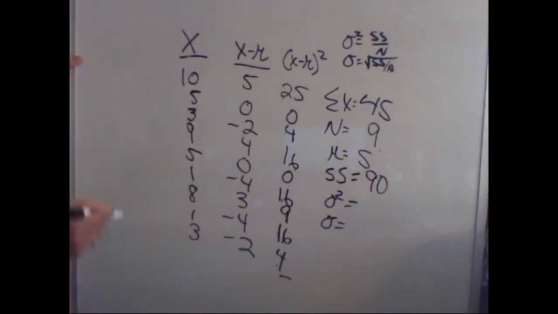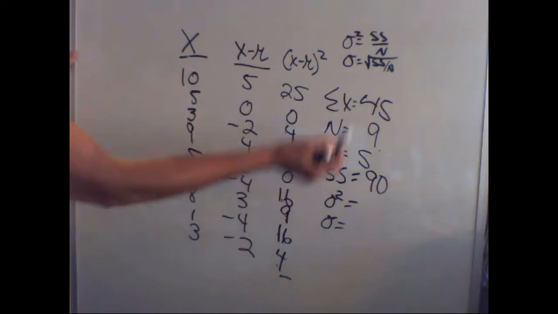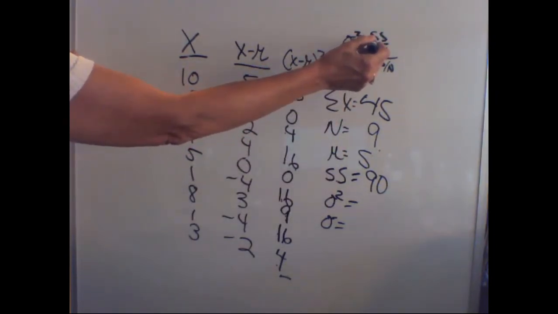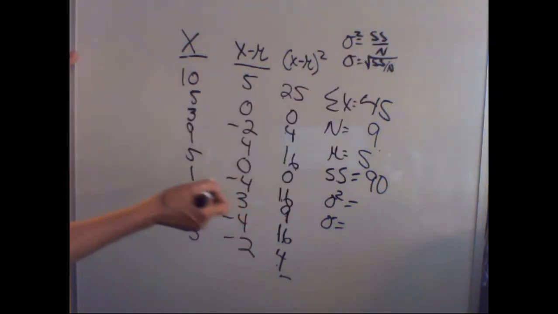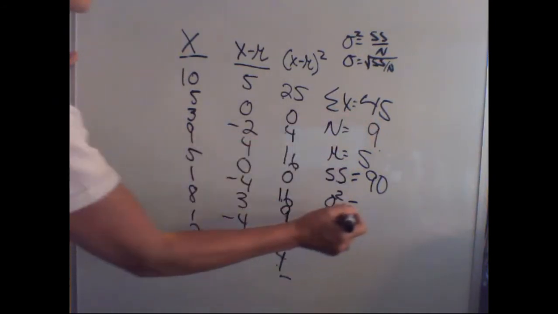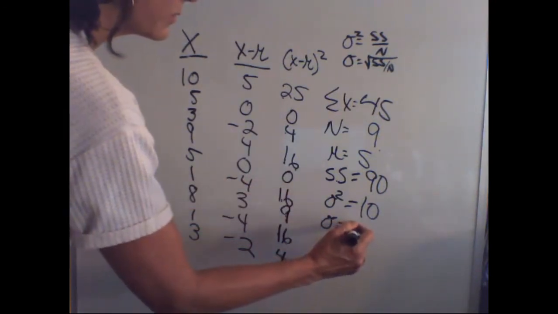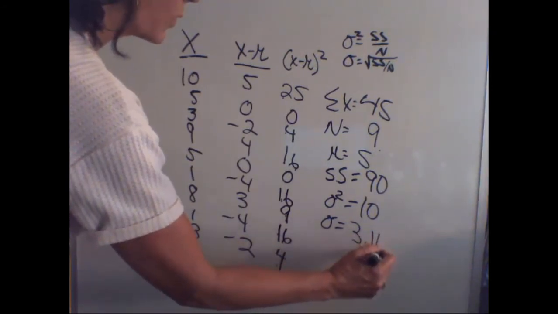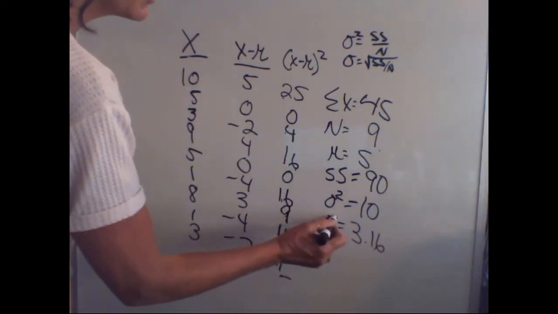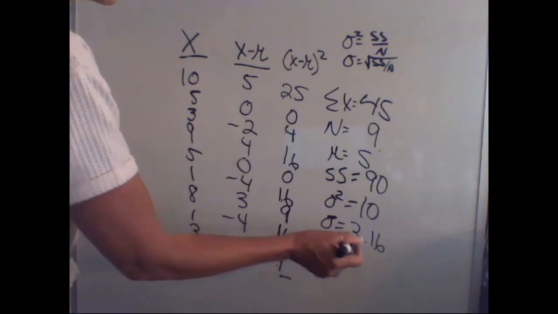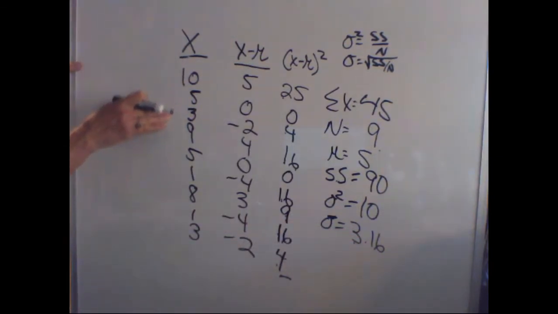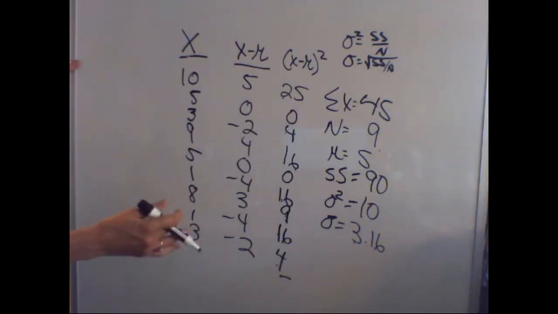That's the total. And I know that to find variance, I take my sum of squares of 90 and divide it by the n of 9. My n is 9, so my variance is 10. The very last step is to find the square root of 10, which is equal to 3.16. So my standard deviation is 3.16. What I can say is these scores on average vary from the mean by 3.16 points.